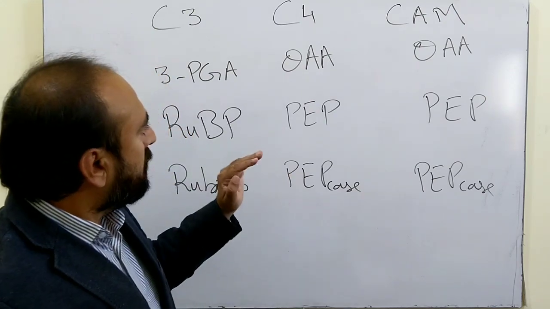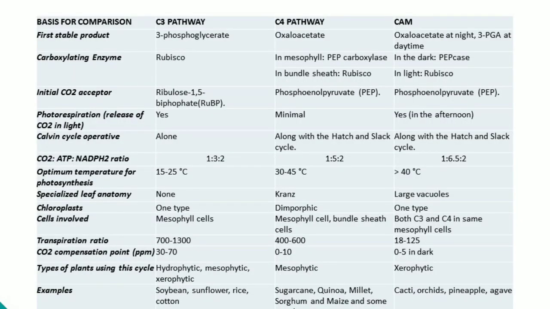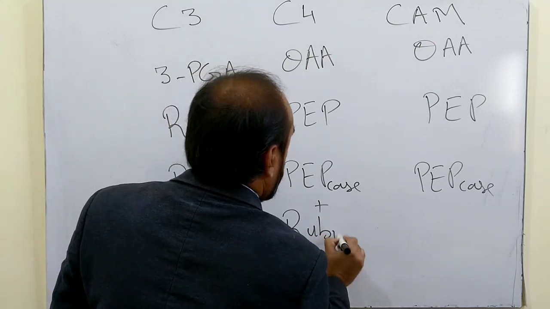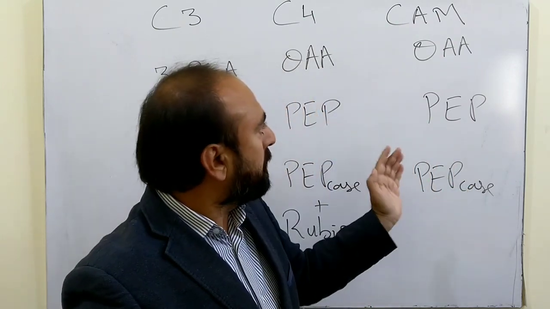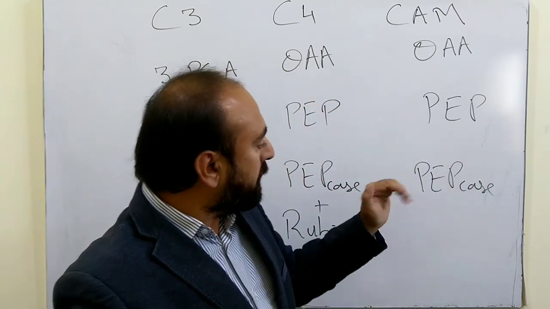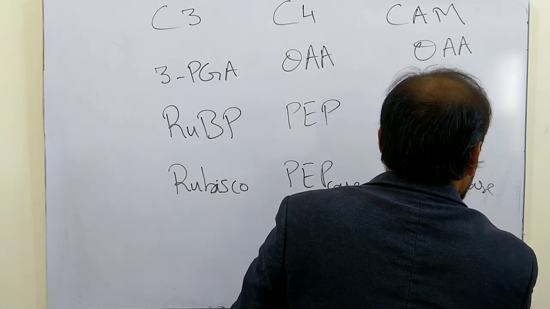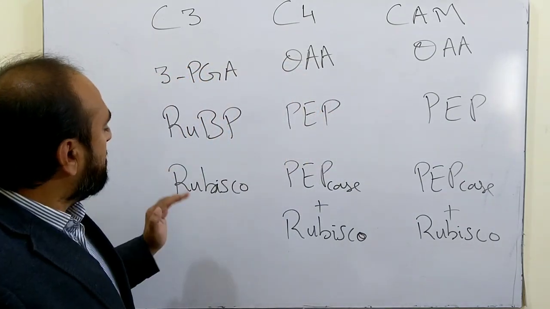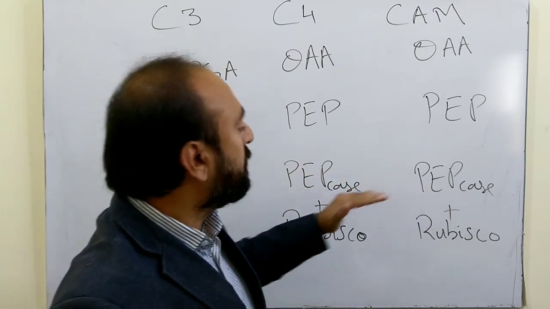However, C4 plants have two types of cells, mesophyll cells and bundle sheath cells. The initial carboxylating enzyme is PEPcase, but in bundle sheath, rubisco is also present. And in CAM plants, we know that they open their stomata during night and keep their stomata closed during daytime. So during night time PEPcase is working, whereas during daytime when the C3 cycle takes place in CAM plants, then rubisco comes into play. So C3 plants only have rubisco, whereas C4 and CAM plants have two types of enzymes, PEPcase and rubisco.